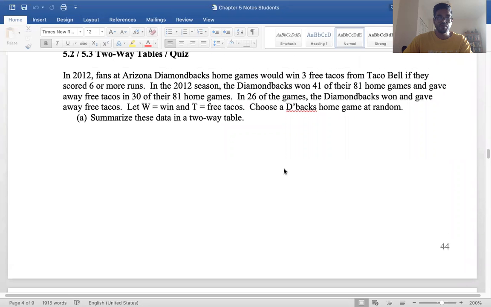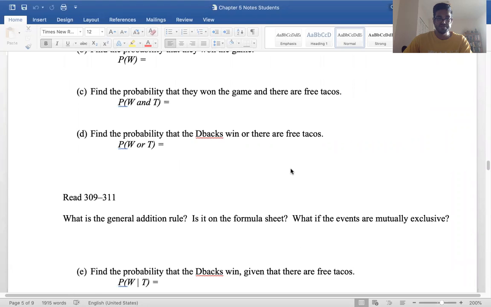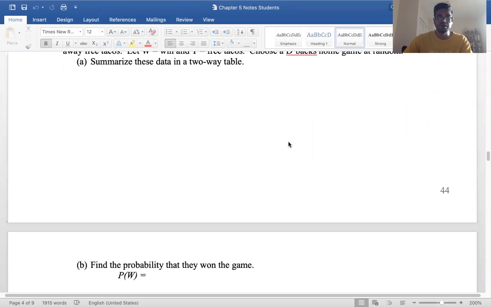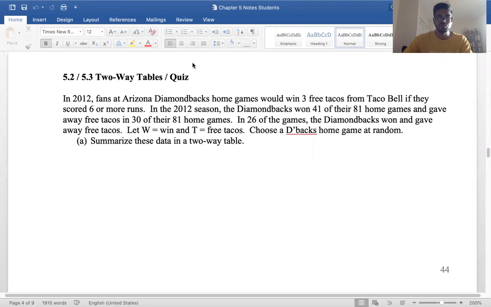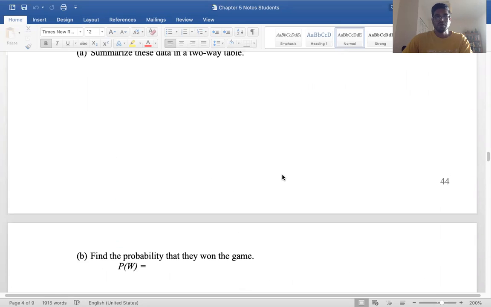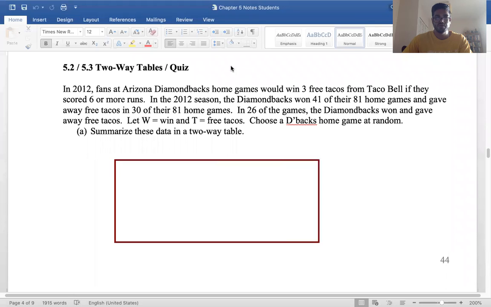Now we want to make some two-way tables and talk about some probabilities. Here we have the scenario, and we're looking at the likelihood of getting tacos given that someone wins. We can fill this out real quick by reading the problem. I'm just going to make a quick little table.